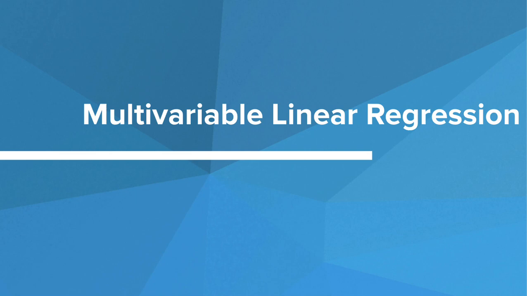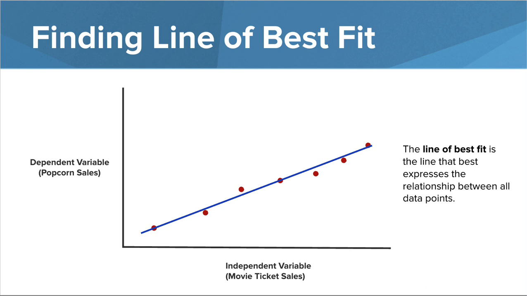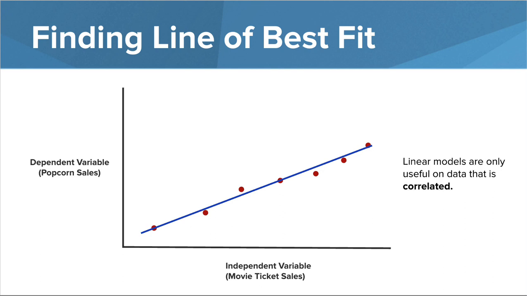Hi, in this lesson, you will learn about multivariable linear regression. We've learned that the line of best fit is a line that best expresses the relationship between all data points and is capable of making predictions. We've also learned that linear models are only useful in data that is correlated.